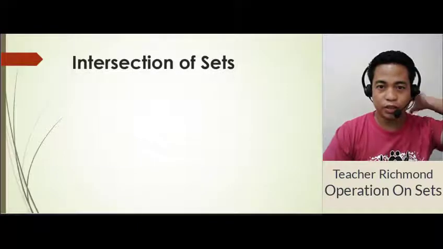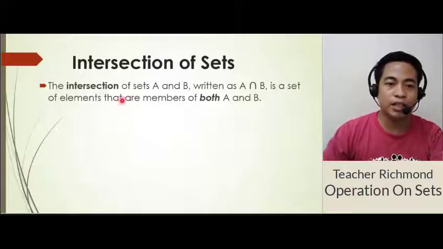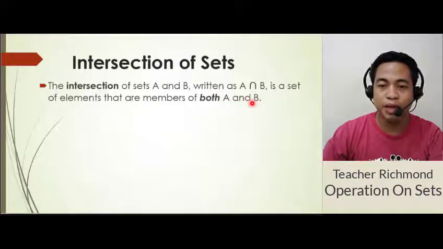Alright, so we will proceed now to the operations on set, and these are the operations, and we'll start with the first one, intersection of sets. Now by definition, intersection of sets A and B, written as intersection of set A and set B, is a set of elements that are members of both set A and set B.